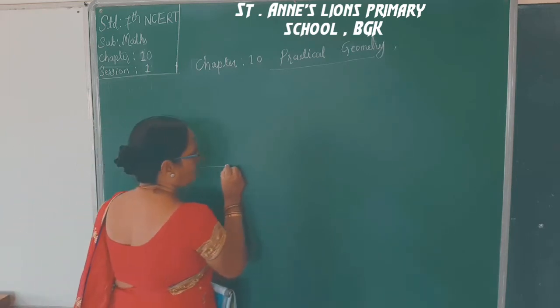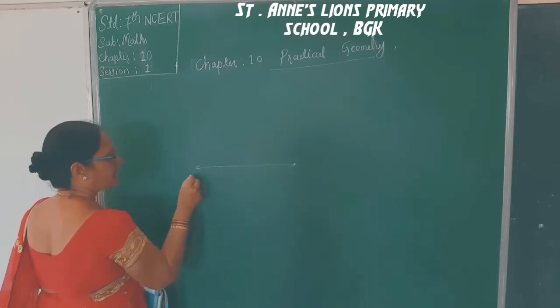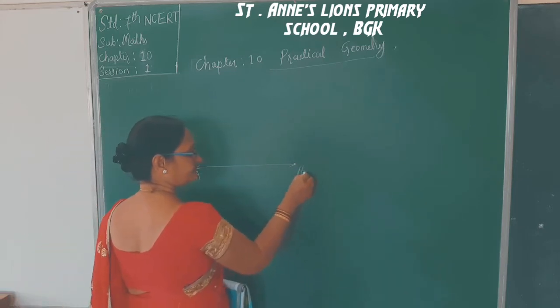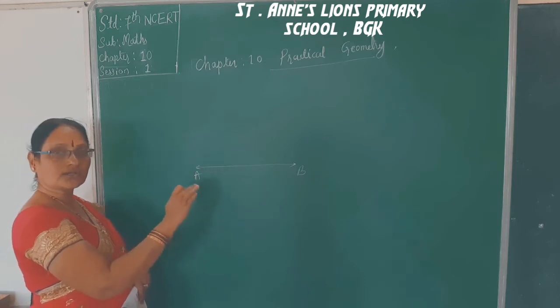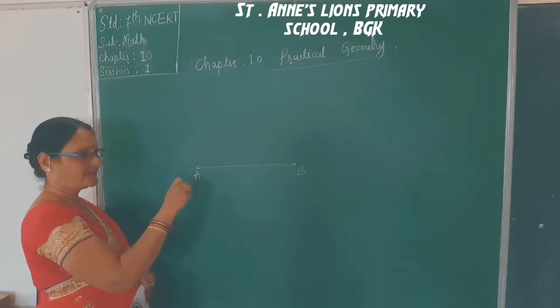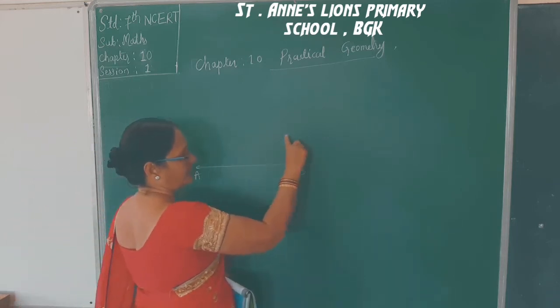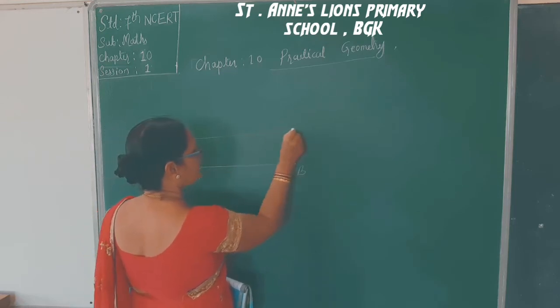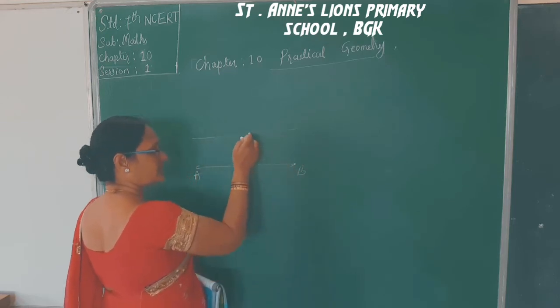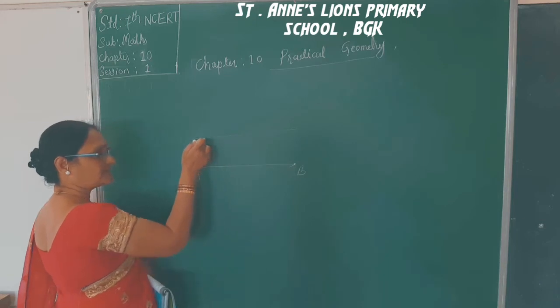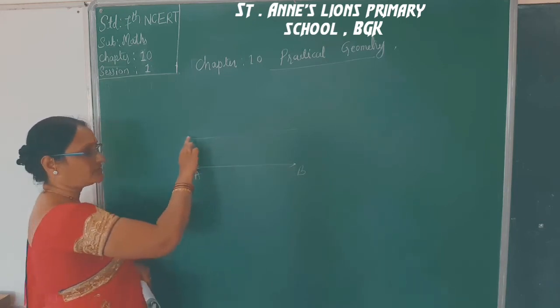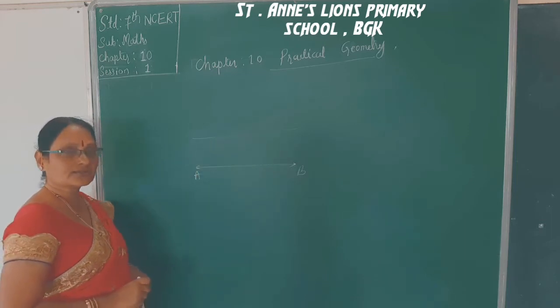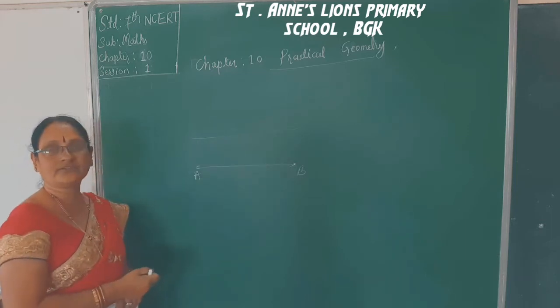Here see, one line is given. For example, AB is a given line. For this given line, we have to construct a parallel line. Parallel means, you know, this is a parallel line. That means equidistant. From wherever you measure, equidistance will be there. Parallel lines are those which are equidistant. So, such kind of one line we have to draw.